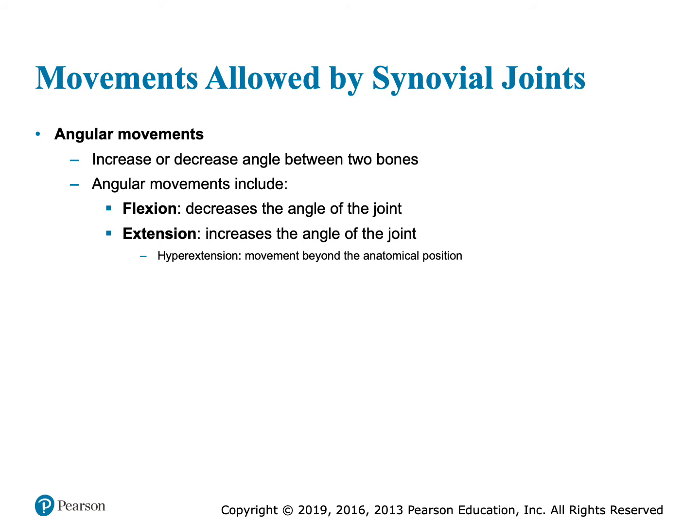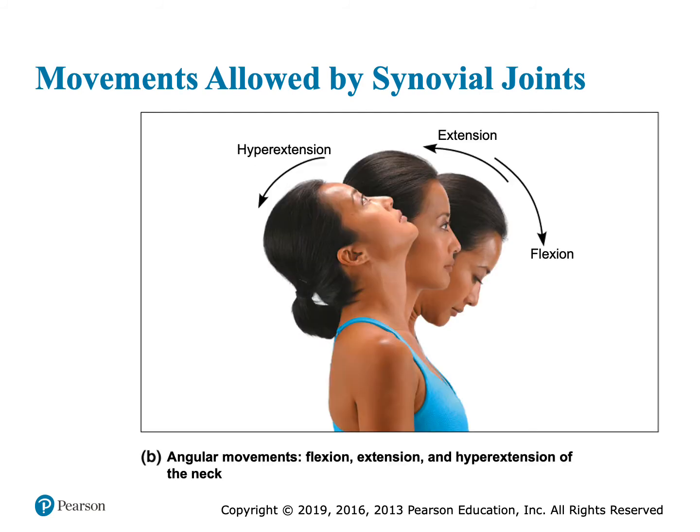Angular movements are when we're going to increase or decrease the distance between two bones. So flexion is when we're going to decrease the angle of a joint. Extension is when we're going to increase the angle. So in this one, we've got the neck. So she is bringing her chin closer to her chest, and that would be flexion. When she looks up, she's bringing her chin away from her chest, so that's extension. Then when she looks up further, that's hyperextension.